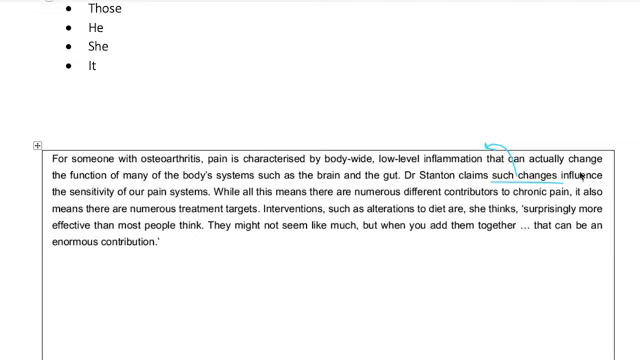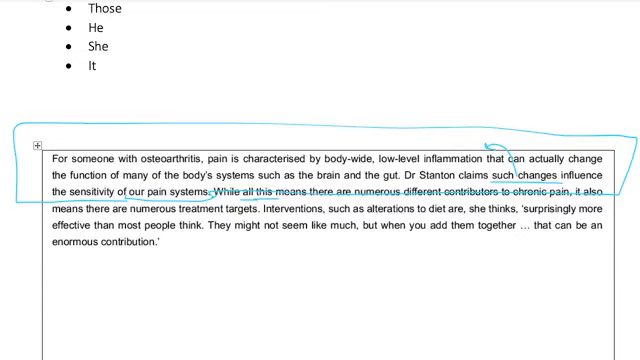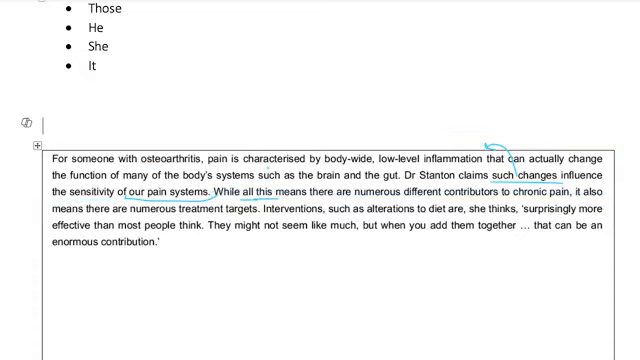Let's keep going. That such changes influence the sensitivity of our pain systems. While all this means there are numerous different contributors to chronic pain. So what does this mean? Well, it says all this, doesn't it? What all this means is everything that's been mentioned before. Everything that's been mentioned already. They're saying that if you think about everything that we've said already, it means this. And then it goes on to tell you.